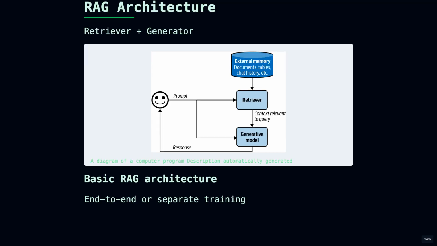The original RAG work trained retrieval and generation together, but many modern systems use pre-trained components separately. End-to-end fine-tuning can still help, because the two parts learn to work together more effectively.